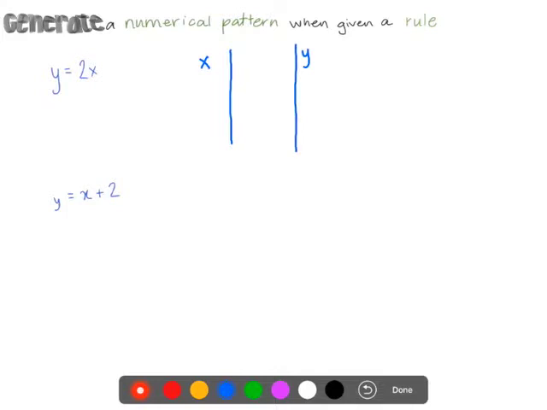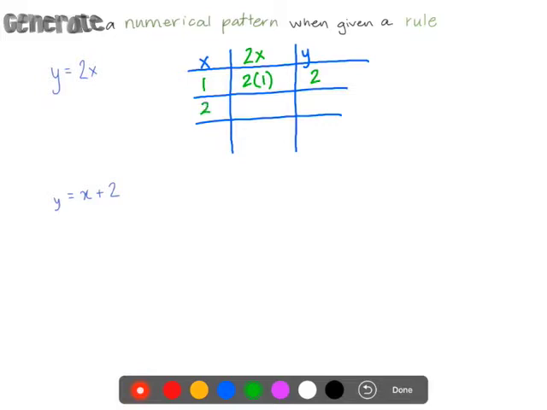And we're going to keep a middle column in here so that we can actually have a place to do the math. So my rule is whatever x is, I'm going to multiply it by 2. So if x was a 1, then I simply have to replace x for the value of 1, and then y is going to naturally be 2. And I can do that for any value of x. Normally we go in order and we fill the table out.